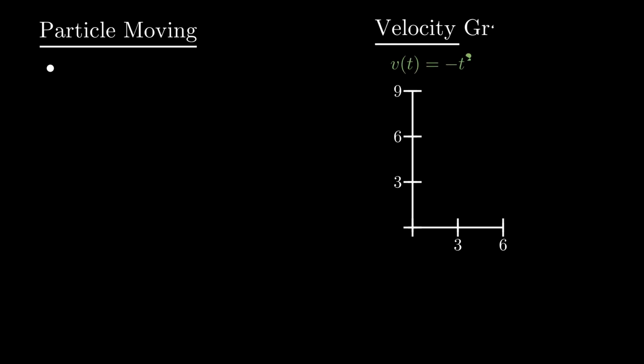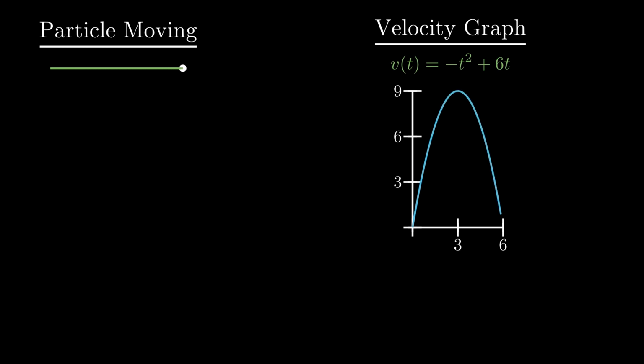Suppose we know the velocity of a particular particle moving along a straight line where it speeds up and then it slows down. And let's say we want to try and determine the displacement of the particle. Given we know the velocity, we can determine the displacement of this particular particle along this trajectory.